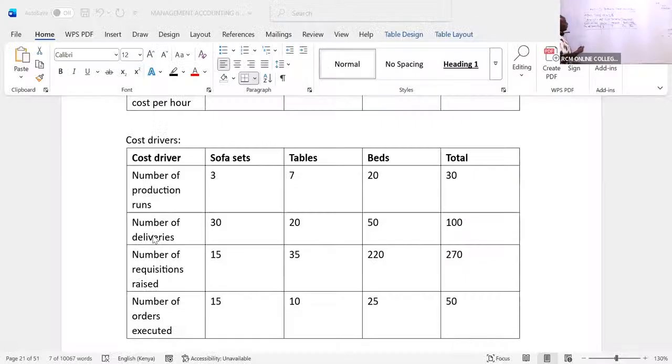So now I can go to the others without much thought, now that you already have the structure. The second one is number of deliveries. So deliveries so far, 30, 20, 50, giving us 100. And then we have number of requisitions. We have 15, 35, 220, giving us 270.